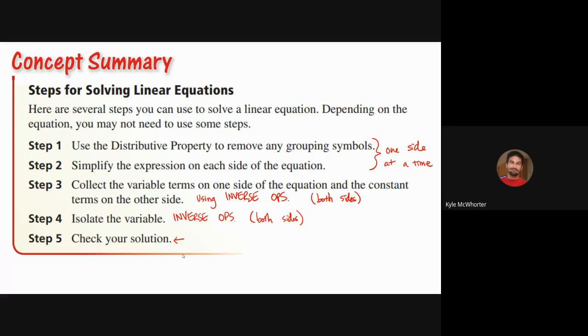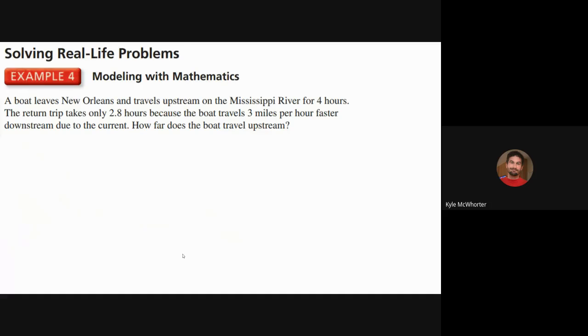Okay, so we got one last example that's going to go over solving a linear equation that has to do with real life applications. So a boat leaves New Orleans and travels upstream on the Mississippi River for 4 hours. The return trip takes only 2.8 hours because the boat travels 3 miles per hour faster downstream due to the current. How far does the boat travel upstream?